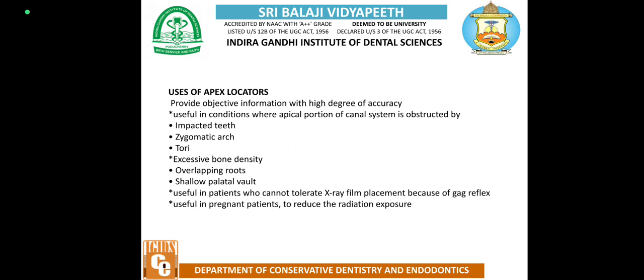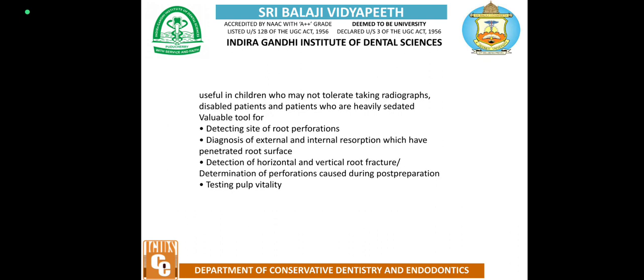Uses of apex locators: it provides objective information with a high degree of accuracy. Useful in conditions where the apical portion of the canal system is obstructed by impacted teeth, zygomatic arch, tori, and excessive bone density, overlapping roots, shallow palatal vault. Useful in patients who cannot tolerate X-ray film placement because of gag reflex. Useful in pregnant patients to reduce radiation exposure. Also useful in children who may not tolerate taking a radiograph, disabled patients, and patients who are heavily sedated.